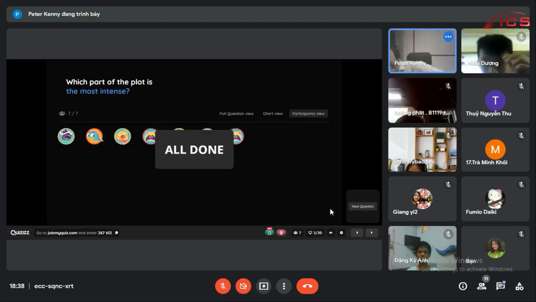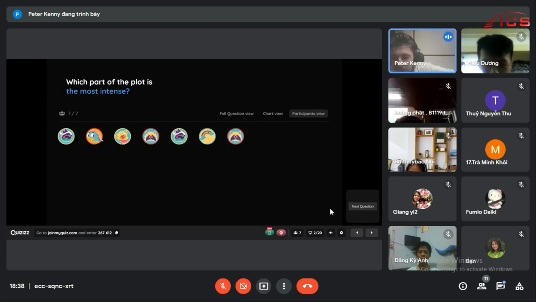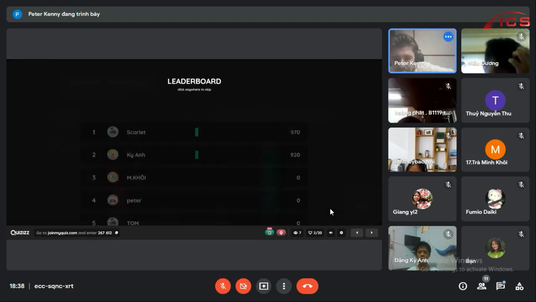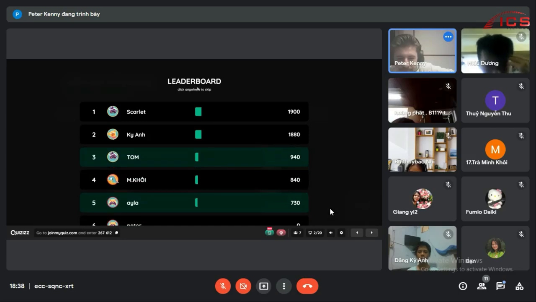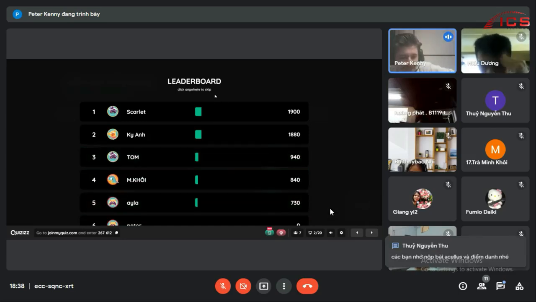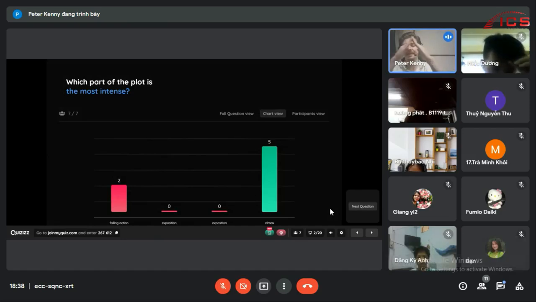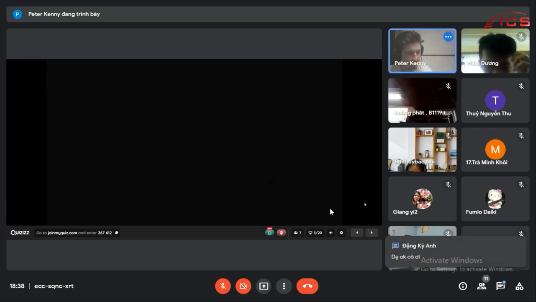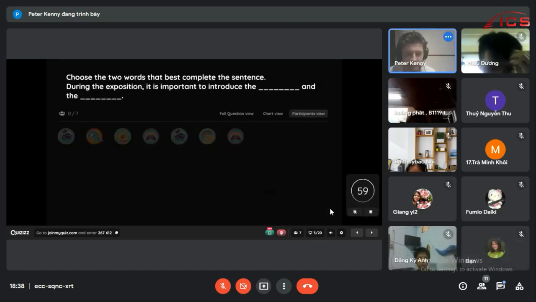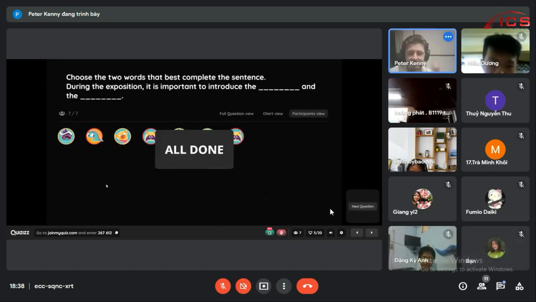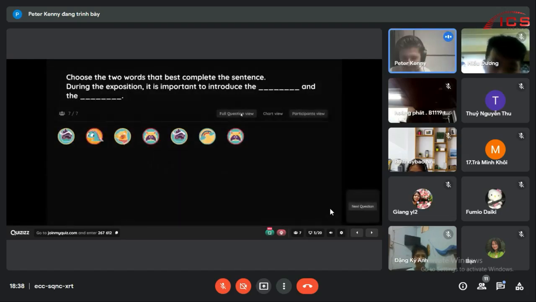So guys, which part of the plot is the most intense? What do we think? Can anybody tell me quickly before we look at the answer? Yeah, it's the climax. So guys, remember the climax is the big part in the middle. It's the most intense, the biggest fights, the coolest parts. So it's the climax. Yes. Very, very good, guys. That sounds good. Let's have a look.